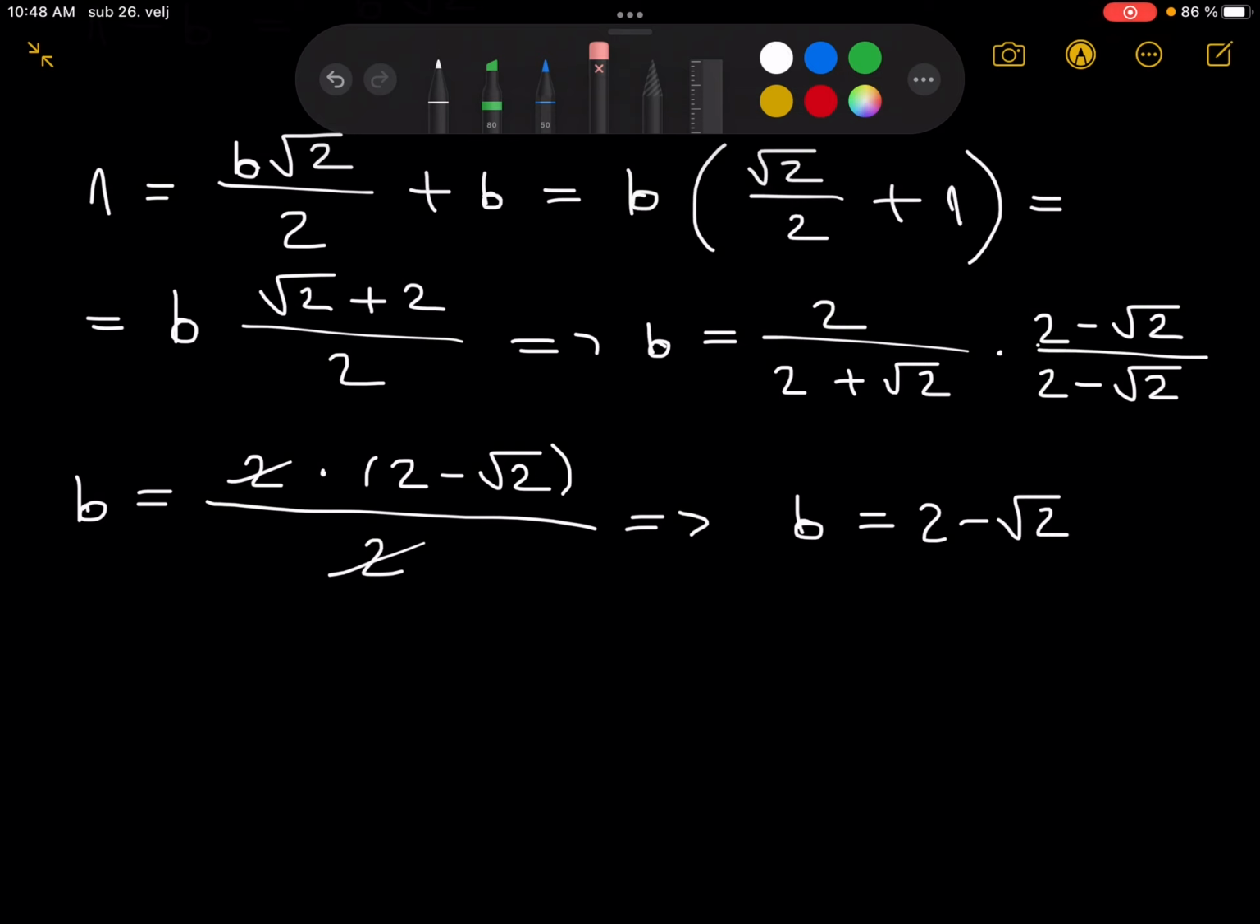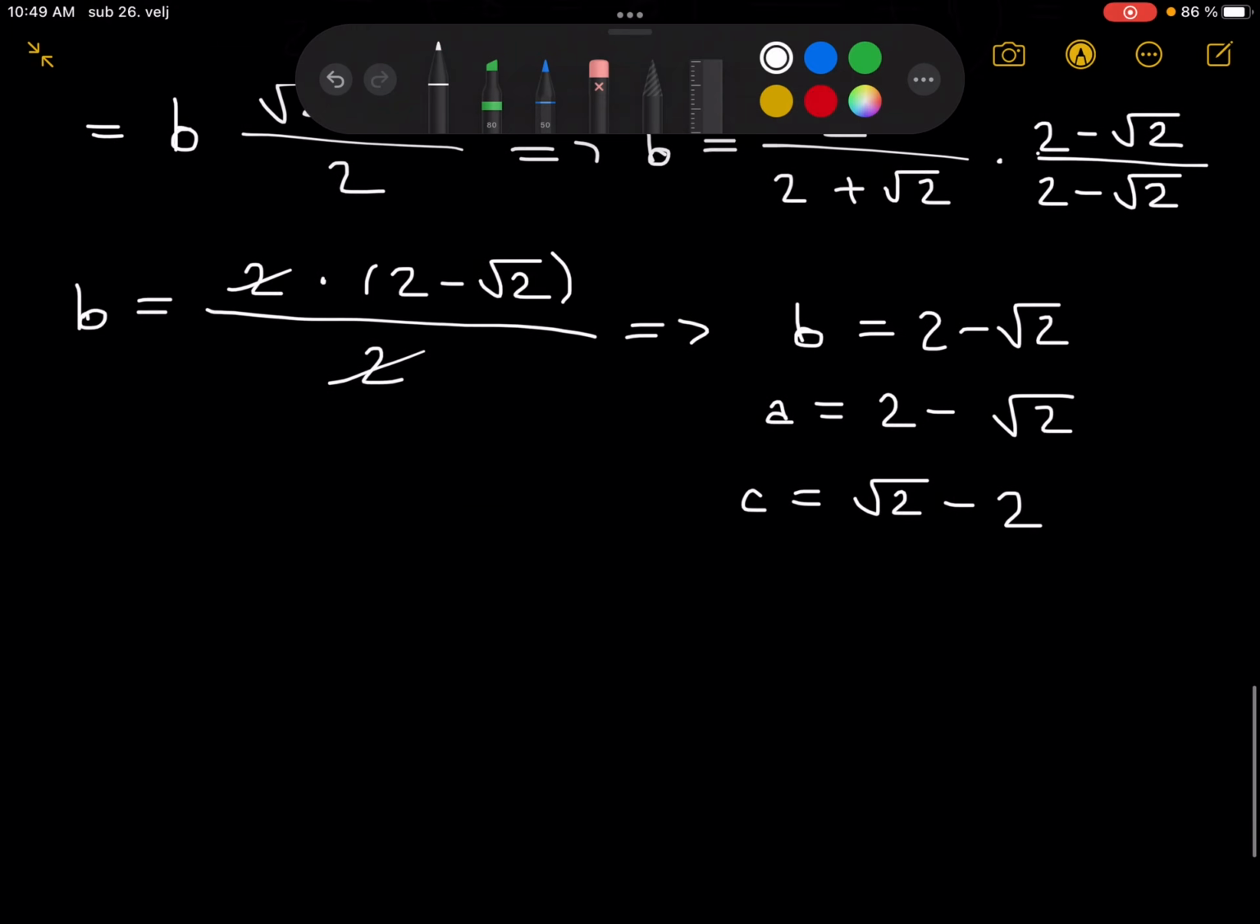Since a is equal to b, that must mean that a is also equal to 2 minus the square root of 2. And since c is equal to negative b, c is going to be equal to the square root of 2 minus 2. And so we've determined all of our coefficients, all of our parameters.